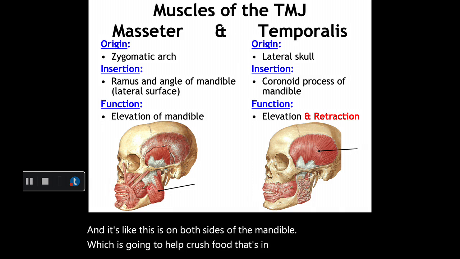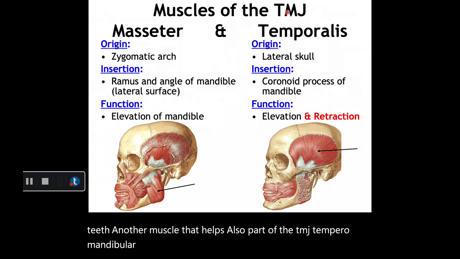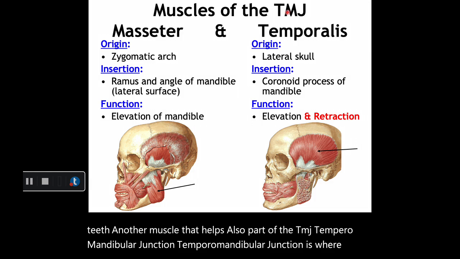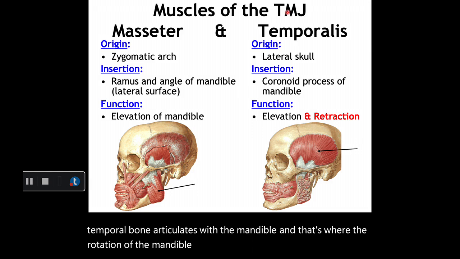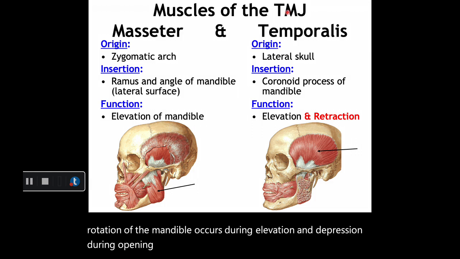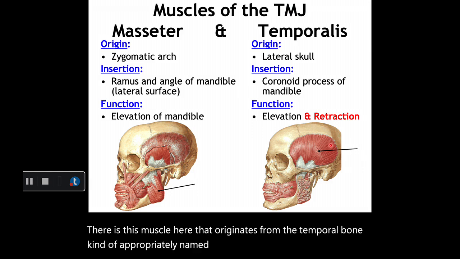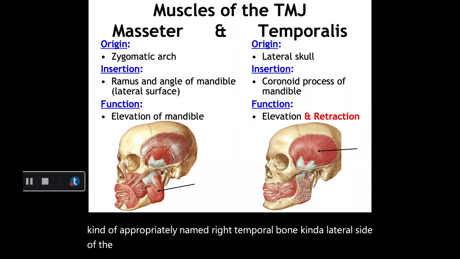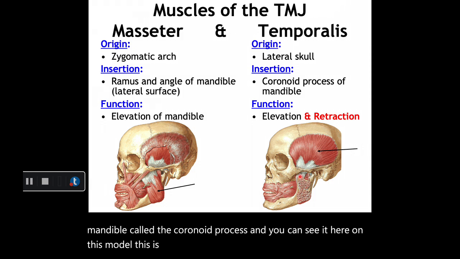Another muscle that helps, also part of the TMJ, temporomandibular junction. Temporomandibular junction is where the temporal bone articulates with the mandible. And that's where the rotation of the mandible occurs during elevation and depression, during opening and closing. There is this muscle here that originates from the temporal bone, kind of appropriately named, right? Temporal bone, kind of the lateral side of the skull. And it inserts onto this little spike of bone on the mandible called the coronoid process. And you can see it here on this model. This is the coronoid process.